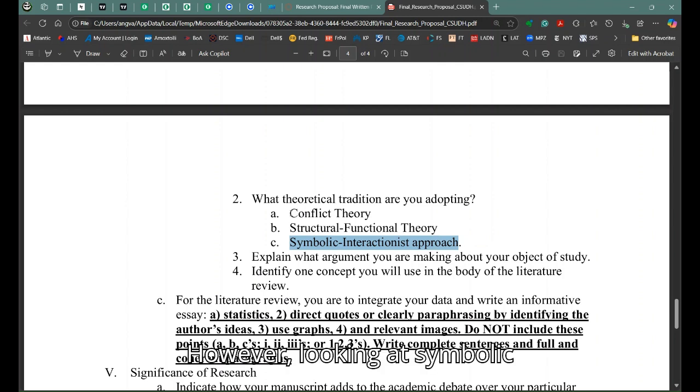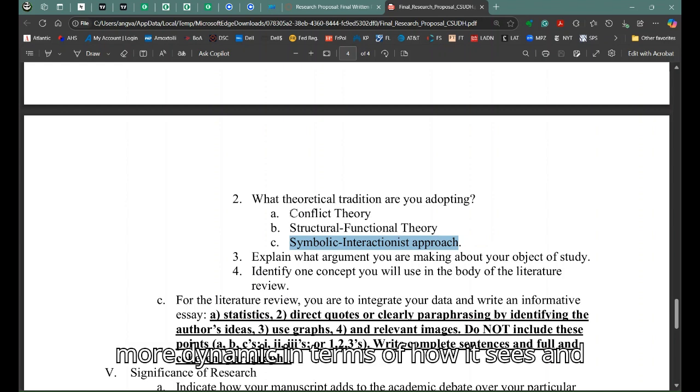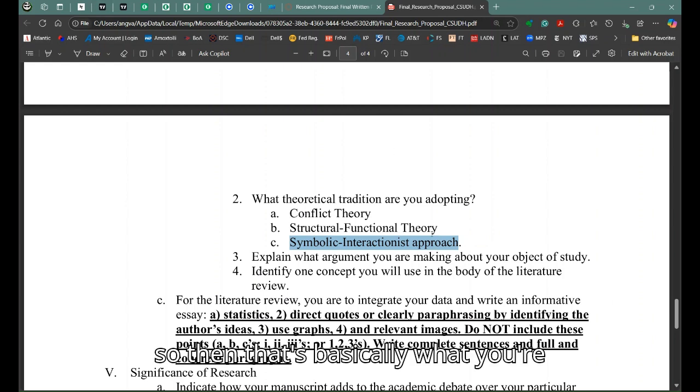However, symbolic interactionism is looking at how people themselves are able to create and understand their own reality and their shared realities and so on and so forth. So, symbolic interactionism is probably more dynamic in terms of how it sees and understands society and social interactions. Okay. So that's basically what you're going to do: explain how these theoretical perspectives will help you frame an argument. Okay. So hopefully that makes sense.